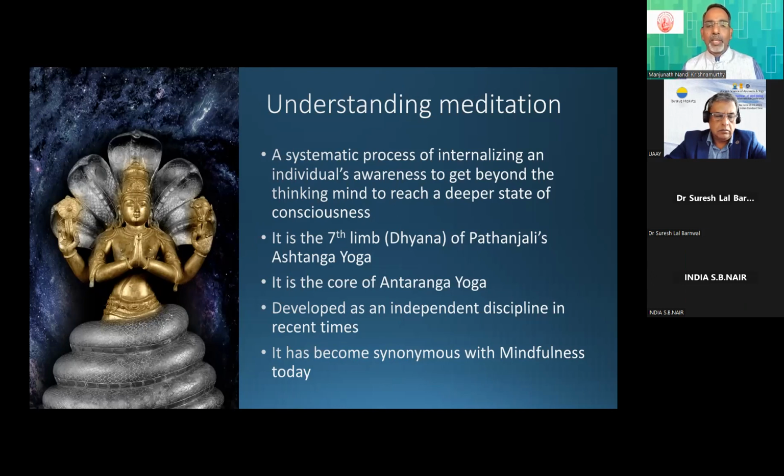It is the core of one of the important dimensions called Antaranga Yoga. Otherwise, the initial part is Bahiranga Yoga. In recent times this has developed as an independent discipline, and it has become more synonymous with mindfulness, because this word has become very familiar across the world today.